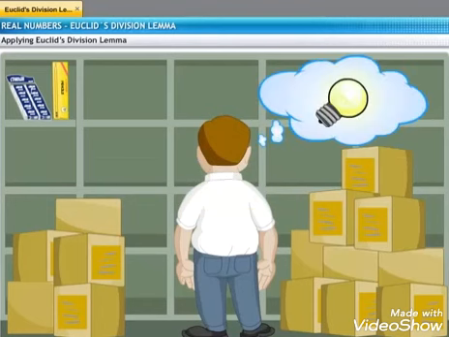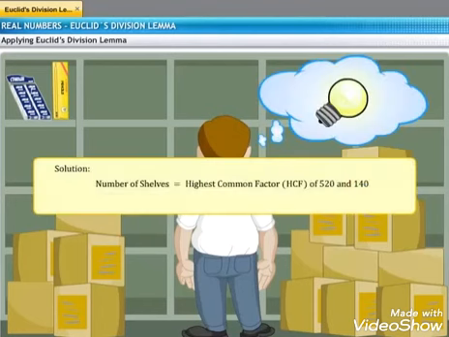Mr. Chatura has figured out a solution. All he has to do is find the highest common factor, or HCF, of 520 and 140. Now, how does he do that? Mr. Chatura can use Euclid's division lemma to find the HCF of 520 and 140. Let's see how.